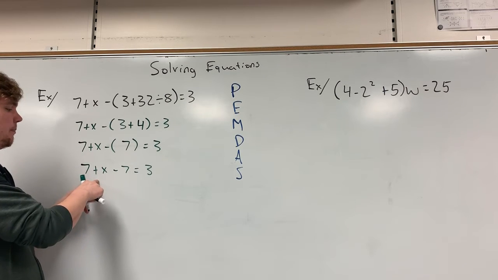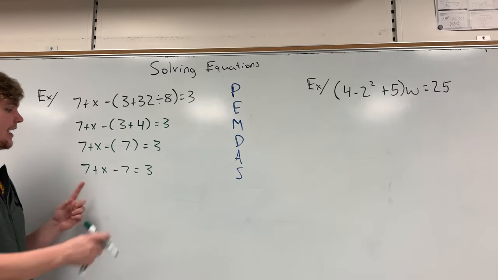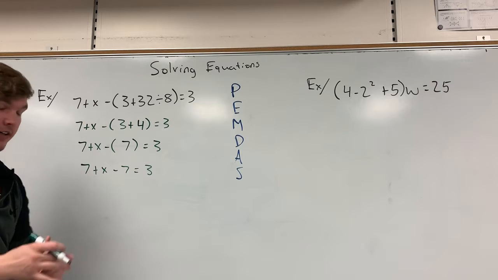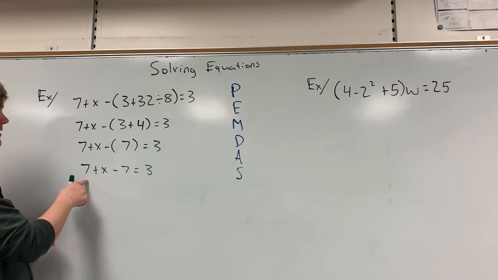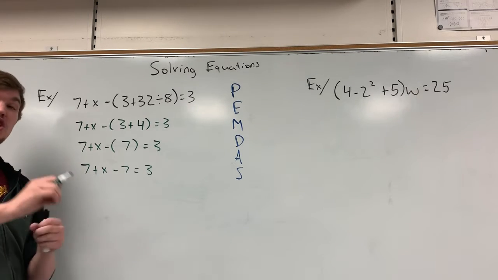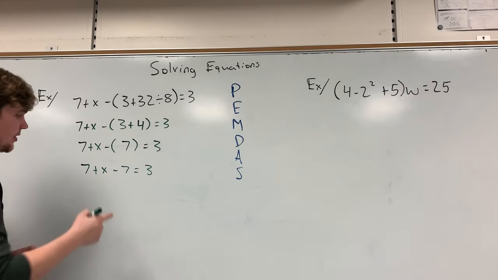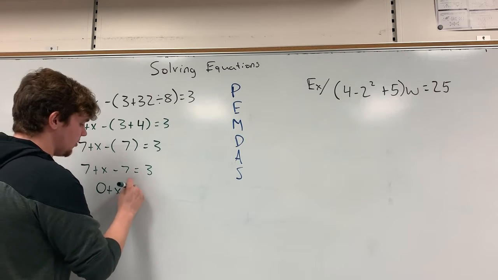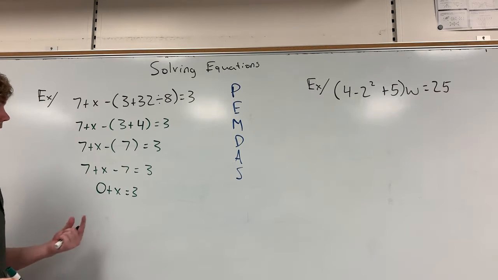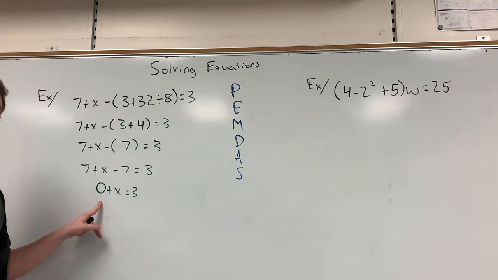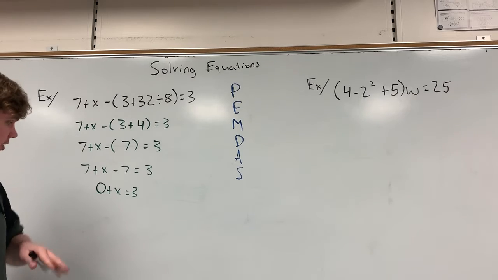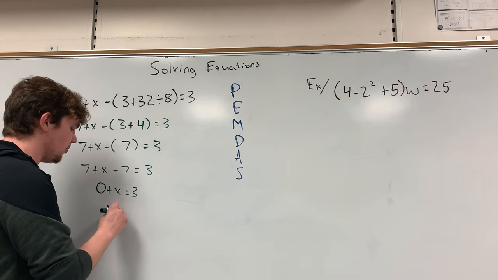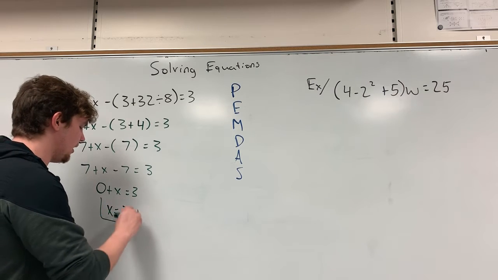I have a 7 and a minus 7. So I can simplify this 7 and a minus 7. I can combine them together because I know that 7 minus 7 is just 0, right? So this is like 0 plus x equals 3. Okay, and then that 0 doesn't really do anything for me in the problem. So I'm just going to ignore that 0, and I just have x equals 3, and that is my final answer.